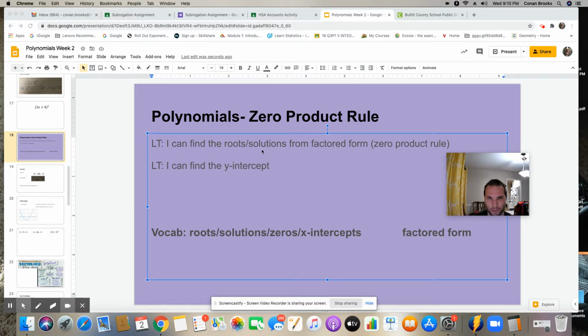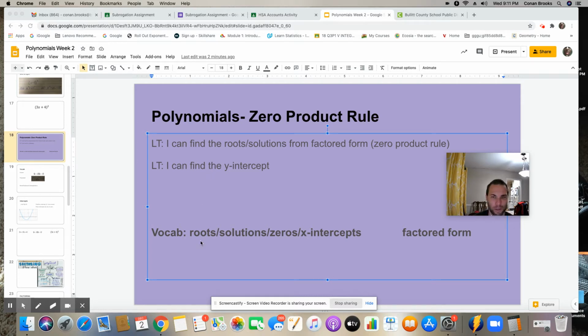The learning target is: I can find the roots or solutions from the factored form using the zero product rule, and then I can find the y-intercept. The top one is absolutely essential. You must do that, and you must do it well in order to feel comfortable in Algebra 1 and Algebra 2, as well as some concepts in geometry. The other one, finding the y-intercept, is an extra thing for understanding and comprehension.